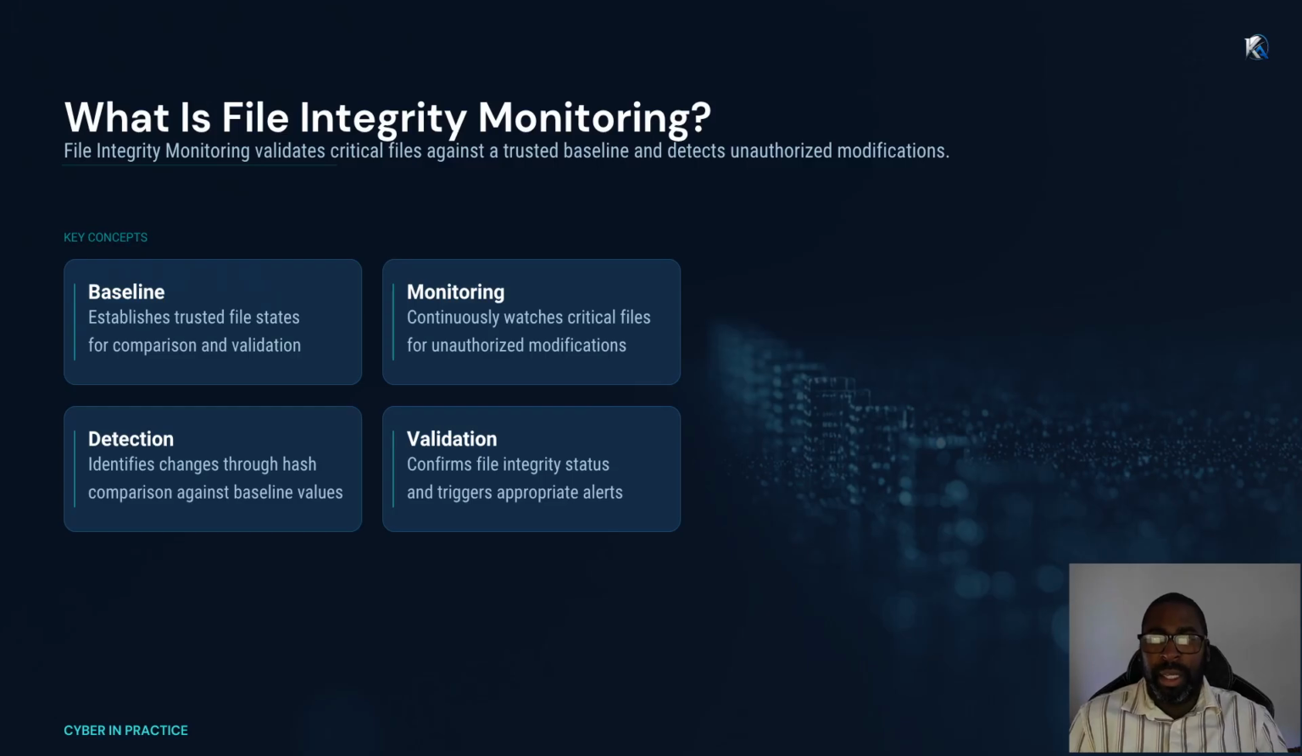What is file integrity monitoring? File integrity monitoring is a process of verifying that important files remain in a trusted and approved state. It works by creating a baseline of known good files and then comparing those files over time to detect unexpected changes. If a modification is identified, the monitoring system can generate an alert, allowing security teams to investigate and determine whether the change was authorized. In simple terms, file integrity monitoring helps organizations quickly identify changes that could indicate security issues.